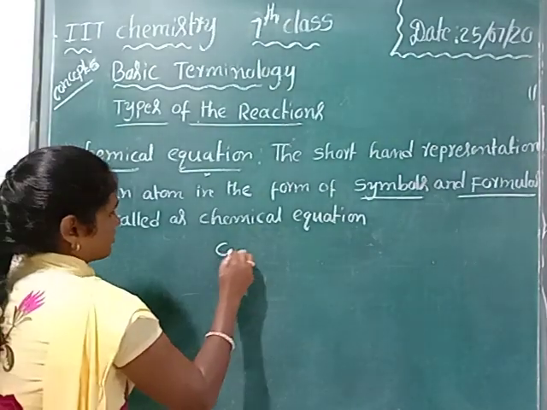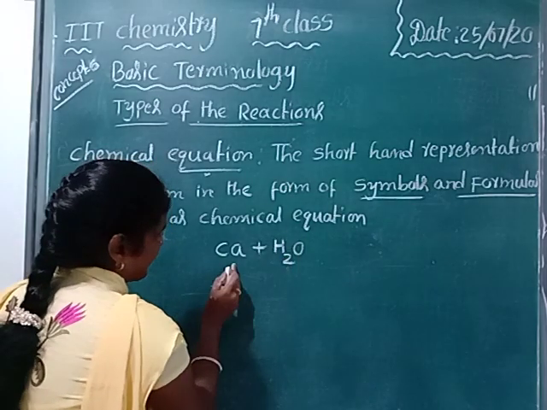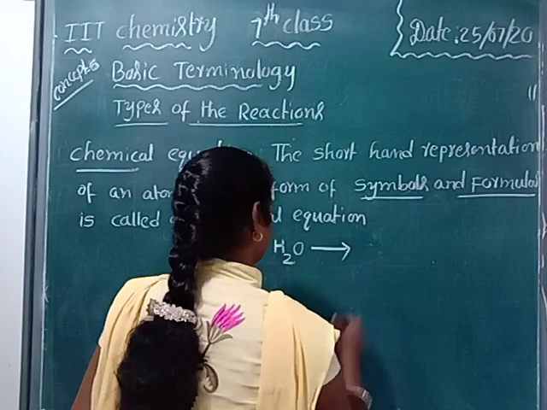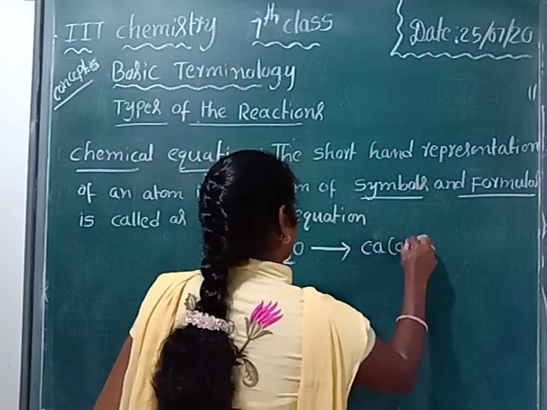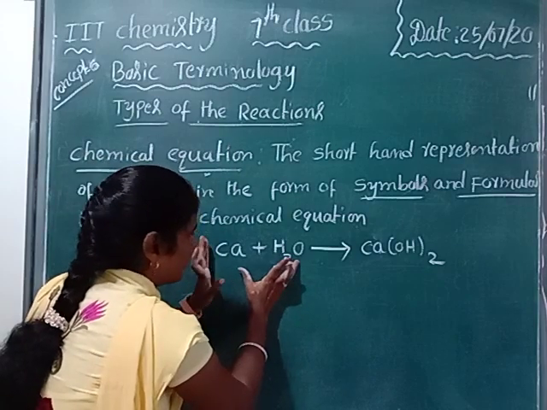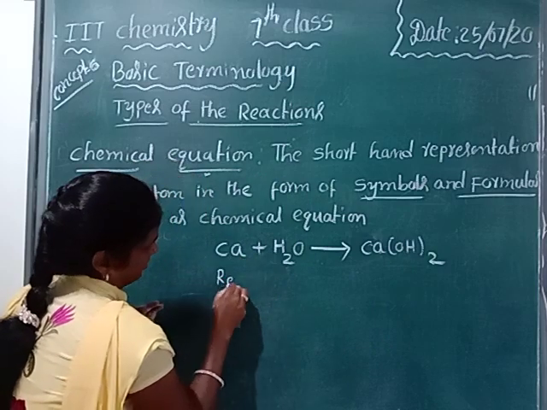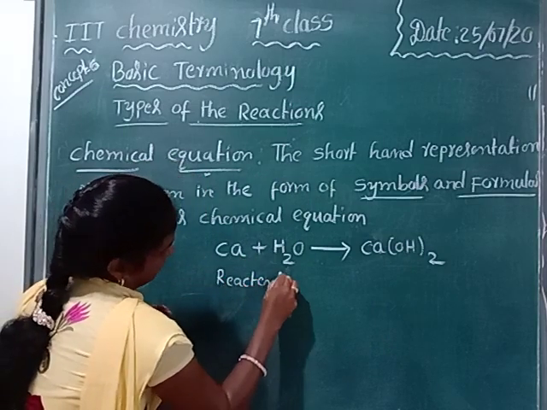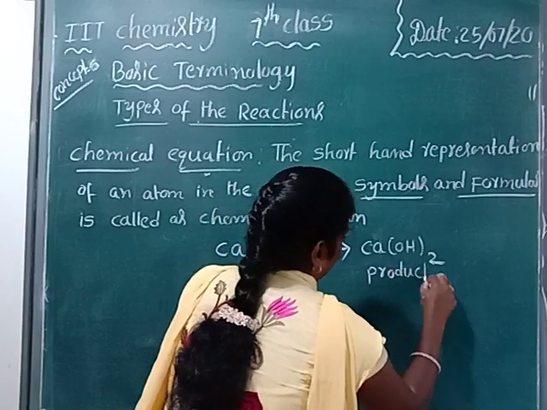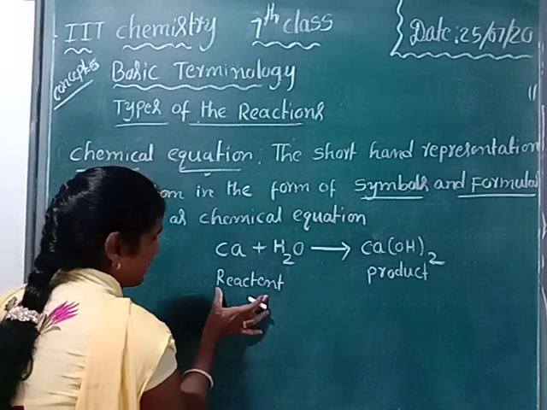First, we take one example: Ca plus H2O. Calcium reacts with a water molecule. After the reaction it forms Ca(OH)2. The left-hand side is called the reactant, and the right-hand side is called the product.